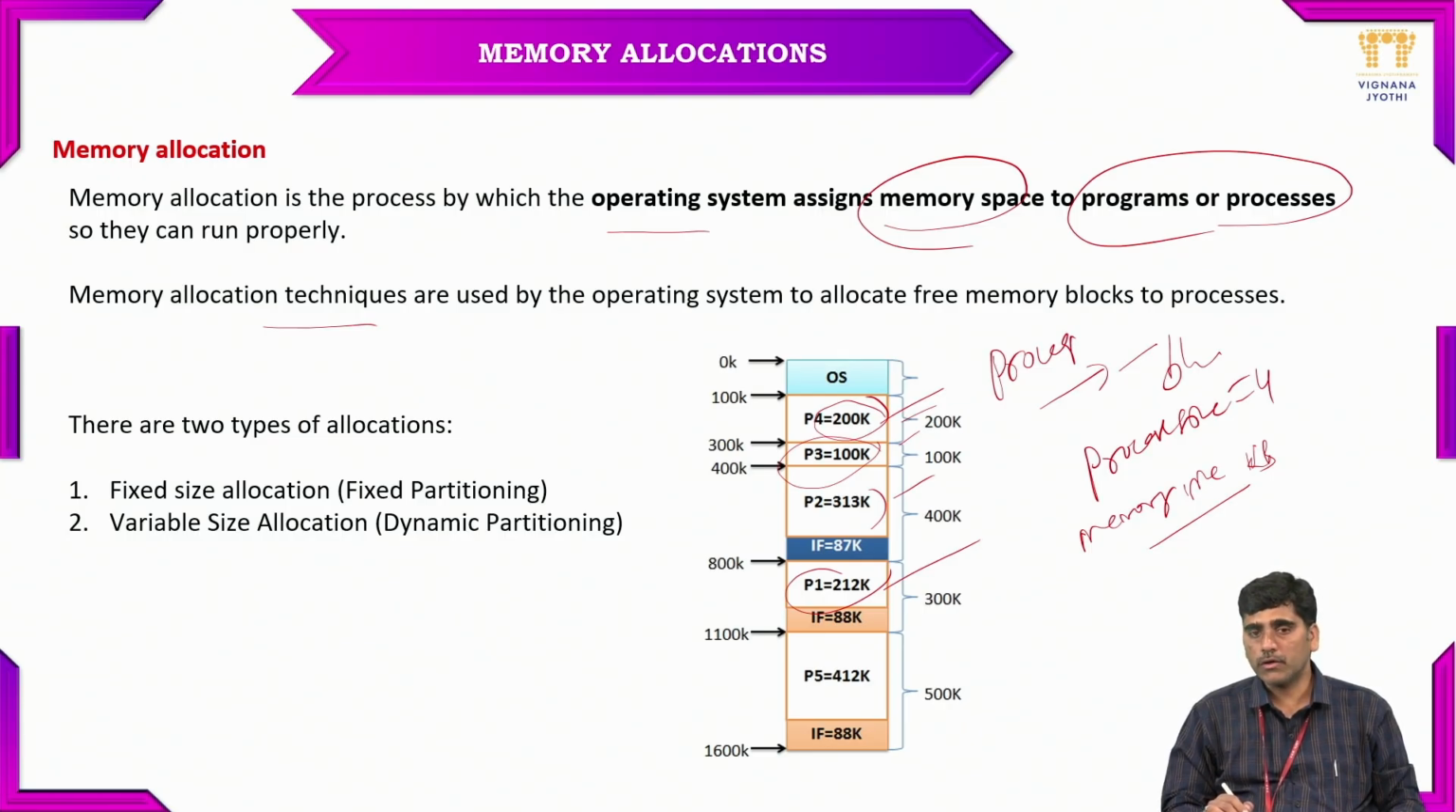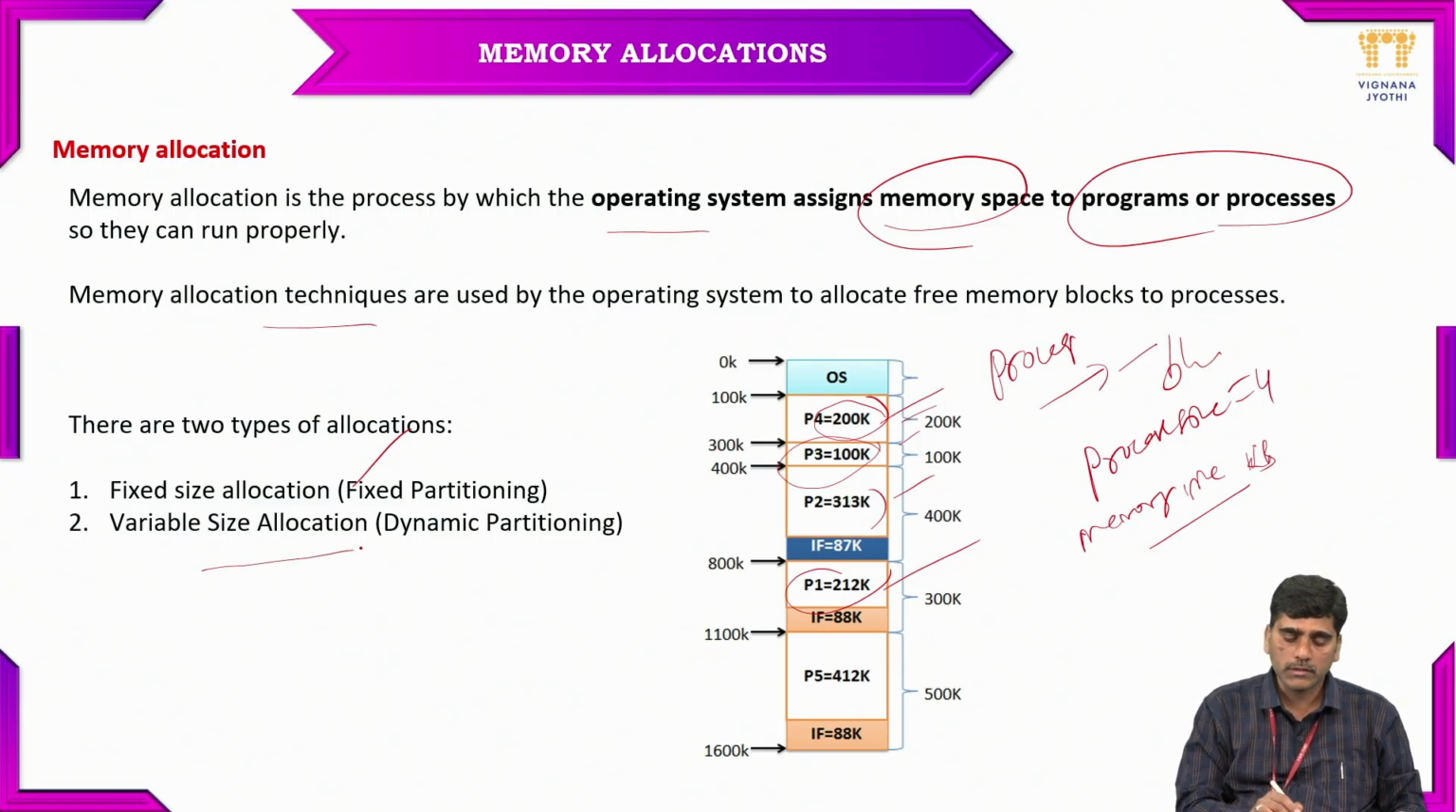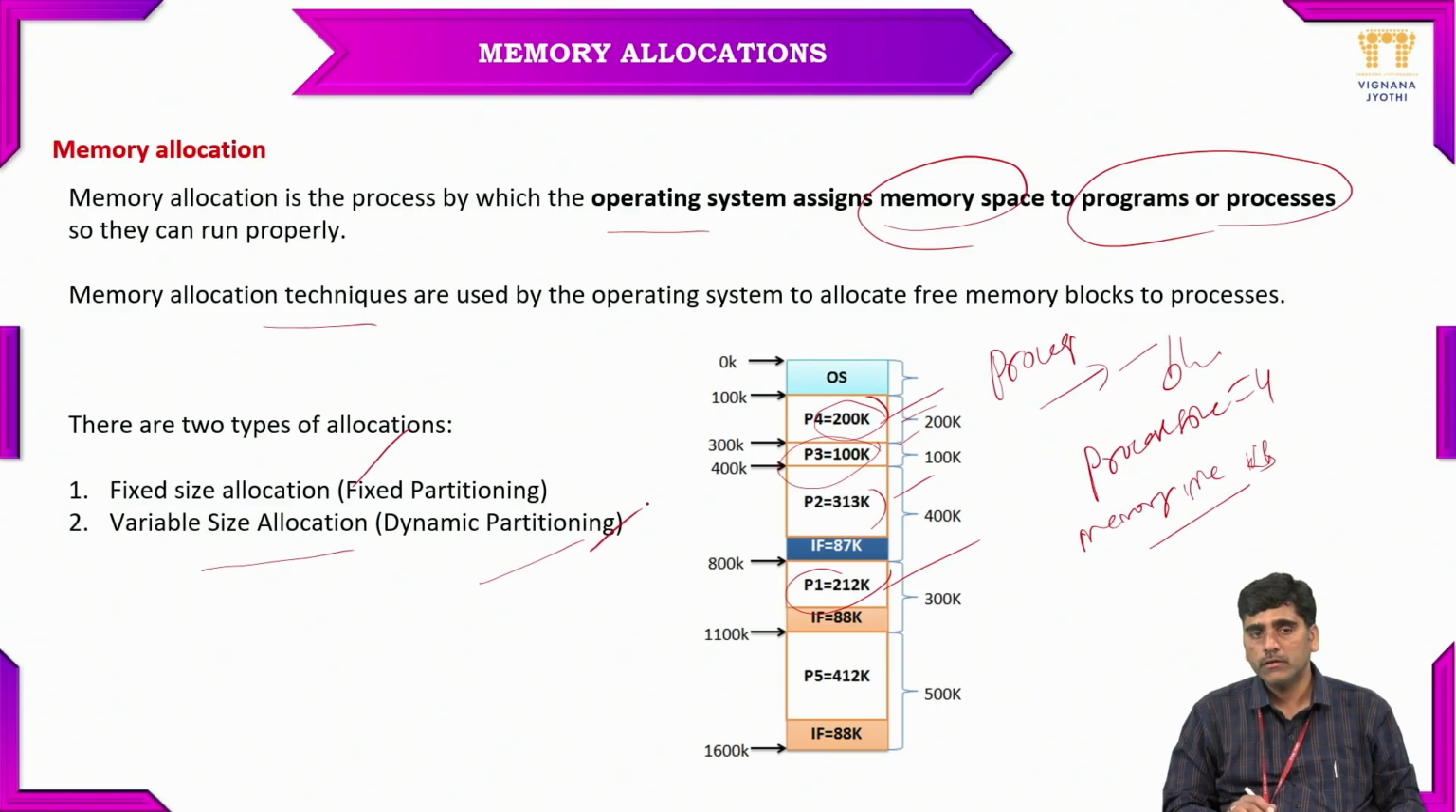Based on this allocation, memory allocation has two types. One is fixed size allocation, also called fixed partitioning. And the second one is variable size allocation, also called dynamic partitioning.